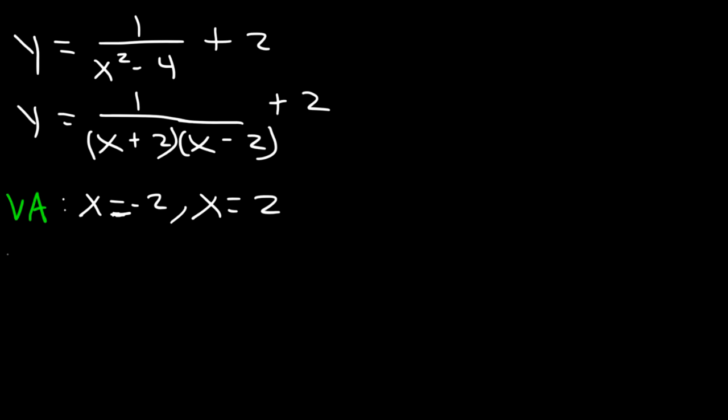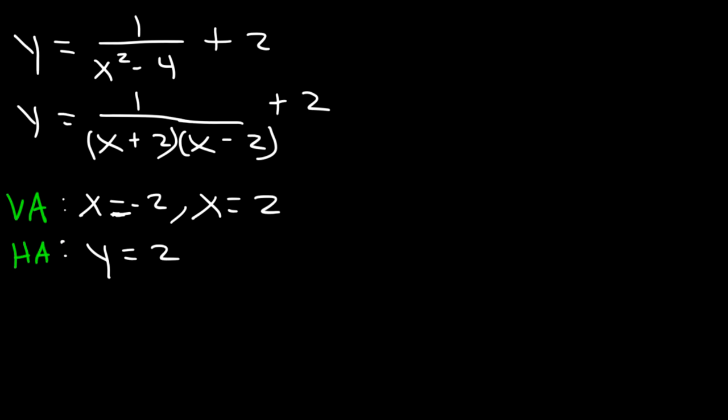Now, do we have any horizontal asymptotes? Well, we do have a function that is bottom heavy, and anytime it's bottom heavy, the horizontal asymptote is 0. The degree of the denominator is higher than that of the numerator. So this portion is 0, but we've added 2 to it. So the horizontal asymptote is going to be 0 plus 2, which is 2. So it's y equals 2.